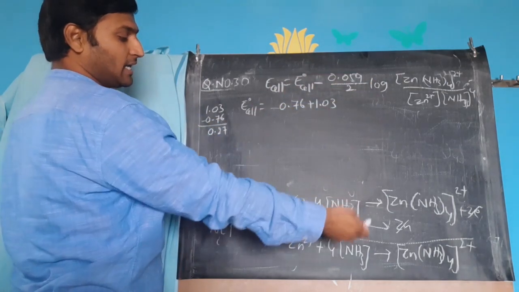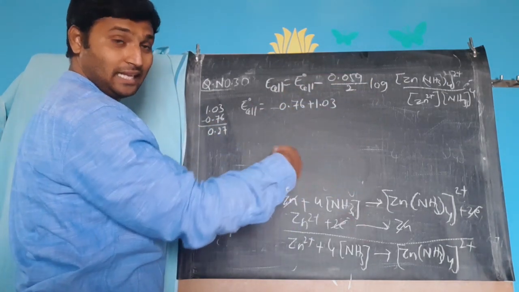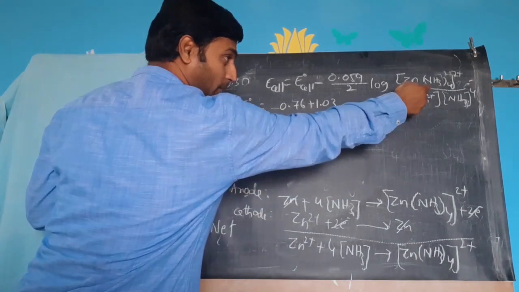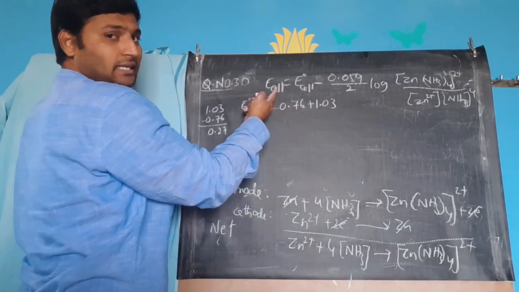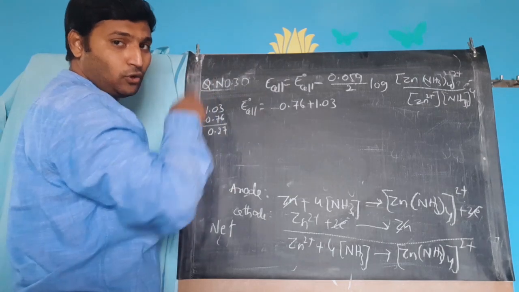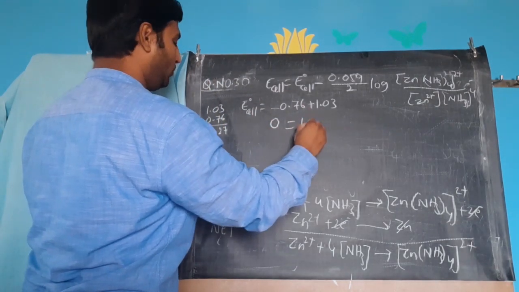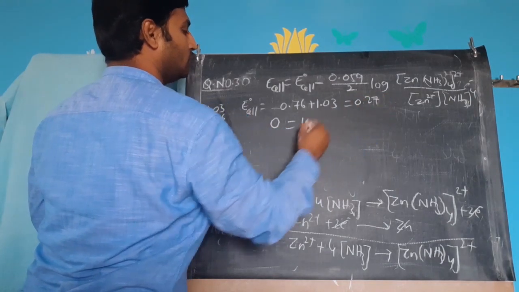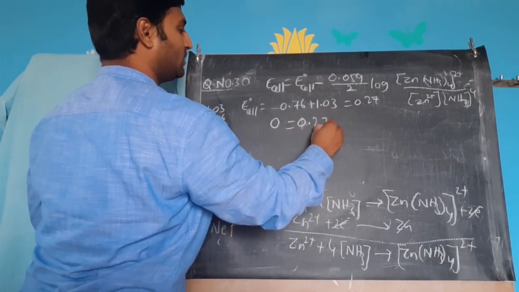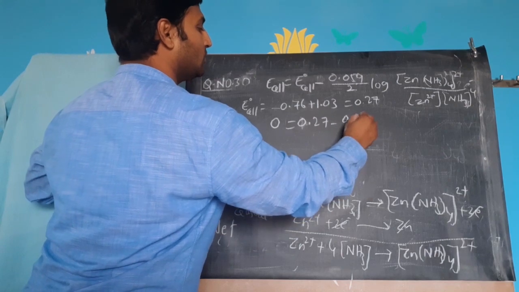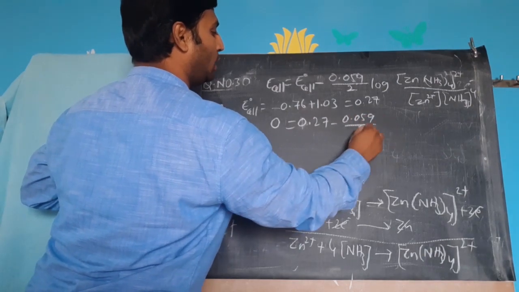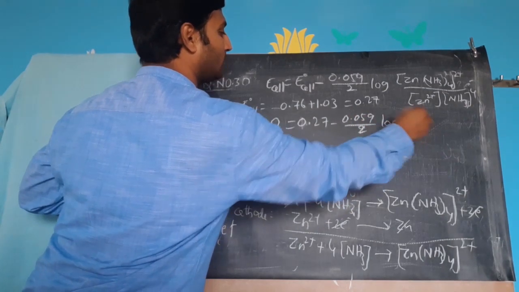And because we are considering formation of complex at equilibrium, because I am taking the equilibrium constant here, the electrons flowing will be 0. So E cell is 0. 0 is equal to 0.27 minus 0.059 by 2 log K.